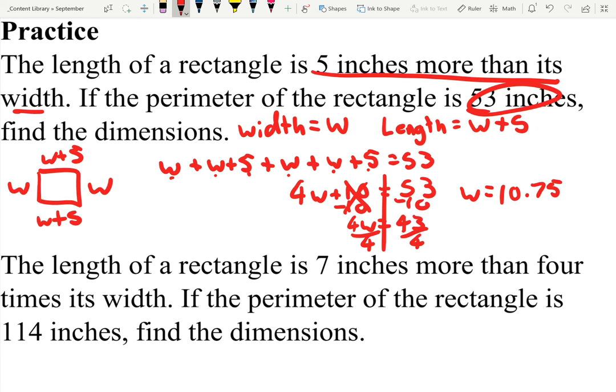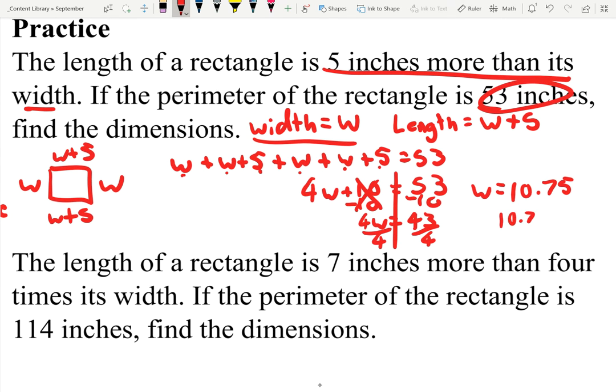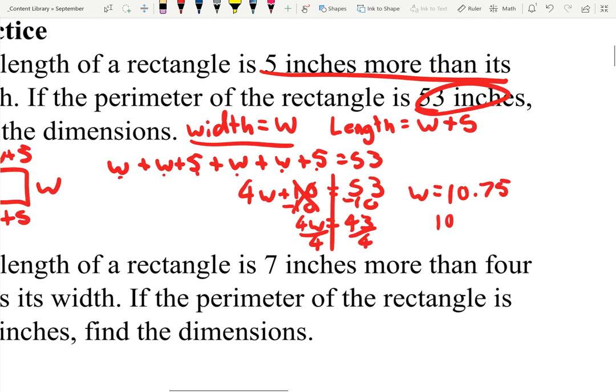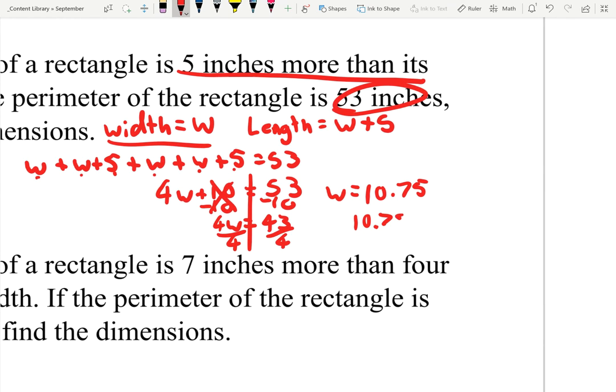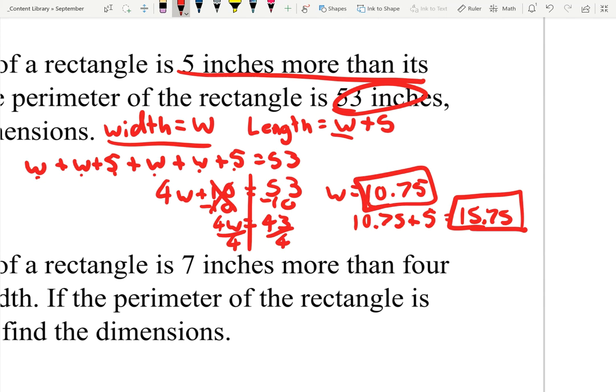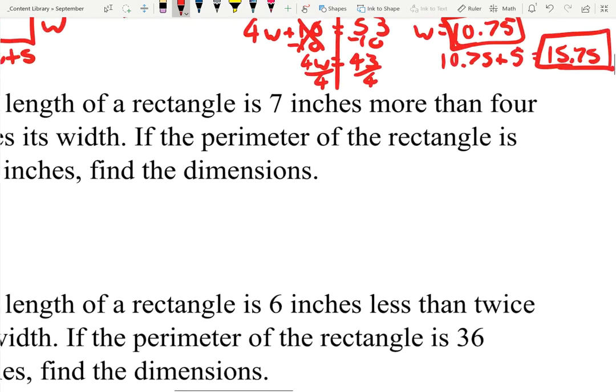So remember, that's my width. Width is W, W is 10.75. The length is W plus 5. So the length would be taking 10.75, right? W plus 5, 10.75 plus 5, which is 15.75. There is my length. My width, 10.75, and my length, 15.75.